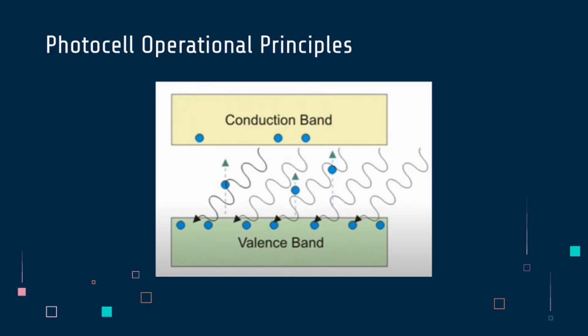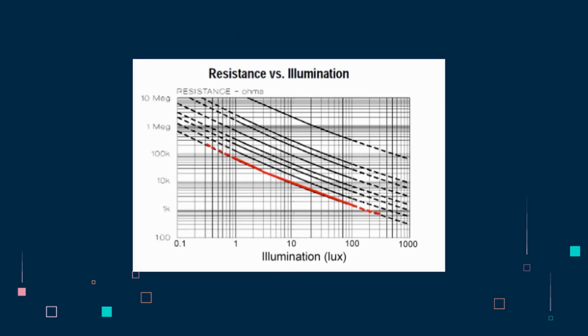Photocells also utilize the photoelectric effect, where electrons in a valence band are excited when struck by light. This causes them to move towards the conduction band. As more charges congregate in the conduction band, they allow current to pass through, thus decreasing the resistance of a photocell. As a result, the amount of light present is always inversely related to the resistance, which is shown in this graph.